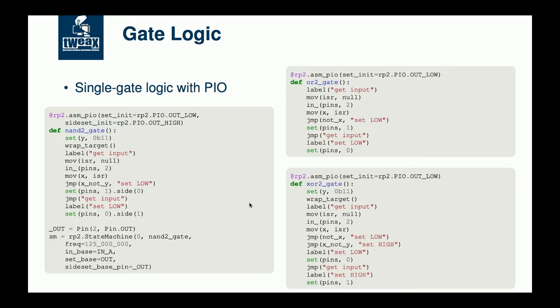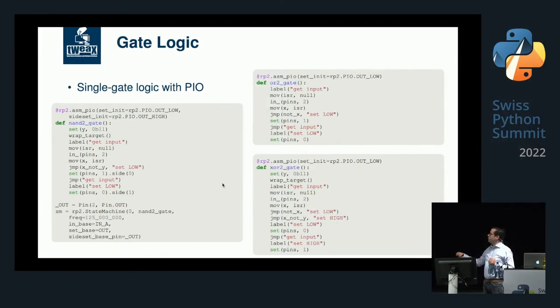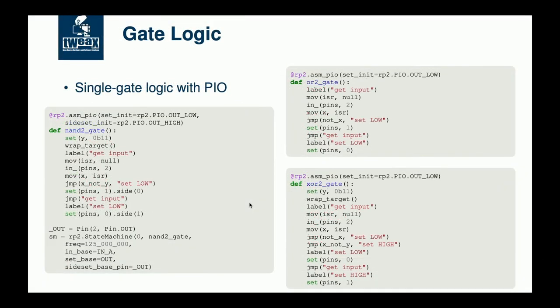After having the NOT gate, you can do other things. Here are examples for gate logic functions. Here, for example, an AND gate. And here I use another feature, called the side set. We see this instruction, side one. This is something they introduced where, next to the main pin set, you can define another side set of pins, where you can, for example, generate a clock if you have a synchronized bus and you need the clock signal.